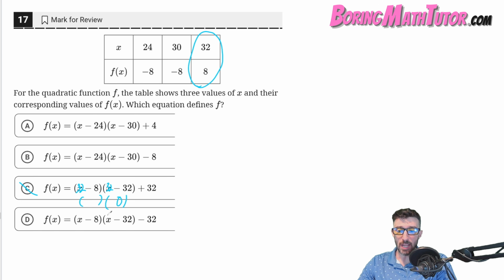So now if I go to the last one and I plug in 32 there, well, again, same logic. This is going to come out to 0 minus 32. But it's not supposed to come out to minus 32. It's supposed to come out to 8.